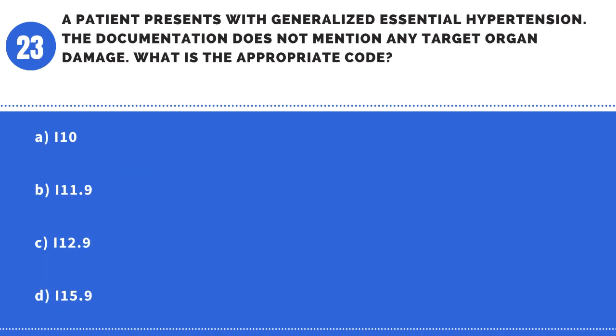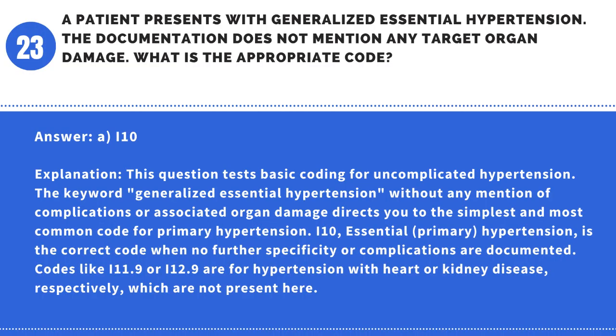Question 23. A patient presents with generalized essential hypertension. The documentation does not mention any target organ damage. What is the appropriate code? A. I10. B. I11.9. C. I12.9. D. I15.9. Answer: I10. This question tests basic coding for uncomplicated hypertension.